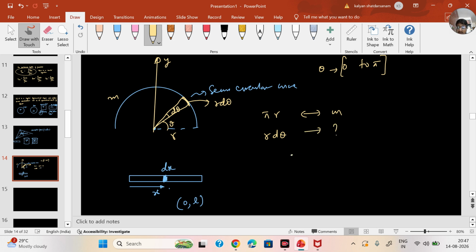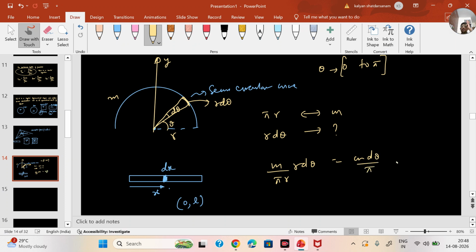What is its mass? So I am trying to find mass of the element. First you have chosen the element. Element is small portion of the object. Okay. Then I am finding mass of the element by unitary method. Pi r circumference, mass m. R d theta circumference, this is small circumference. What is the mass? So the mass will be m by pi r into r d theta. That is m d theta by pi.